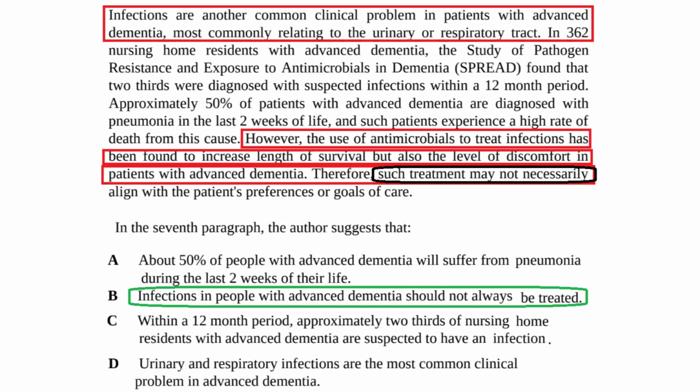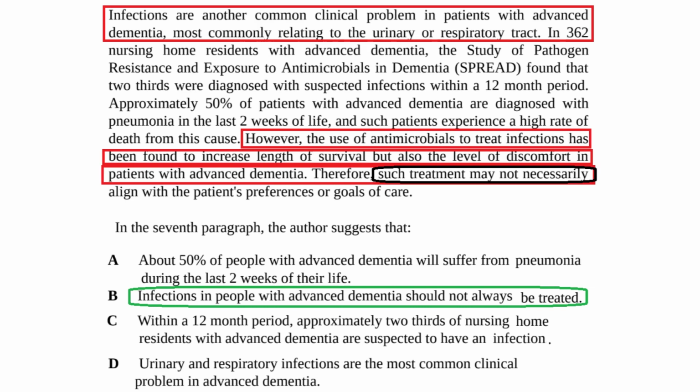The passage states that approximately 50% of patients with advanced dementia are diagnosed with pneumonia in the last 2 weeks of life, which does not necessarily mean that 50% will suffer from pneumonia. The statement focuses on diagnosis, not on the inevitability of pneumonia in all cases.